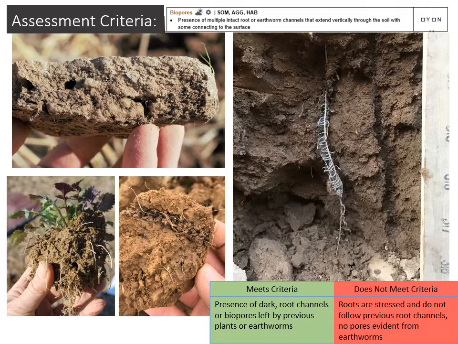So these biopores, the biggest word that we want to highlight here is continuity. When we talk about continuity when we are talking about biopores, we mean that we want to see them connected to the surface of the soil.